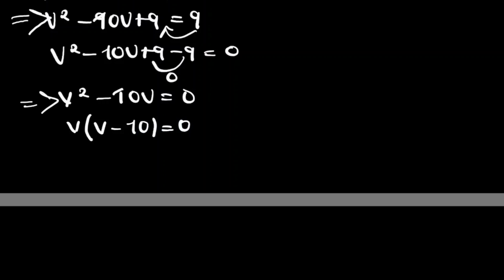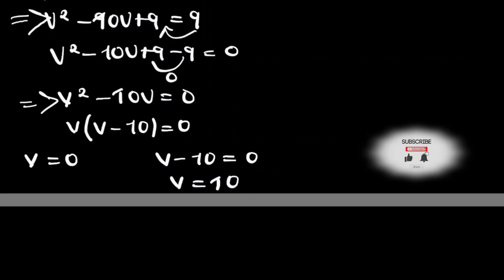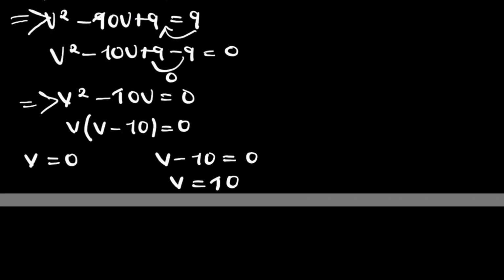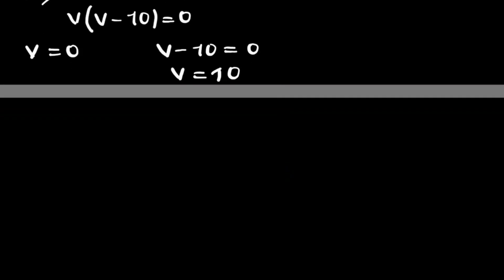From here we can find the values of v. V will be equal to 0, and v minus 10 will also be equal to 0, so v will also be equal to 10. So we have two values of v: v is 0 or v is 10. But remember, v is not what we started with. We substituted u squared with v, so we are going to put it back.